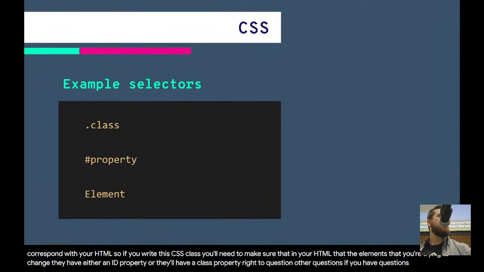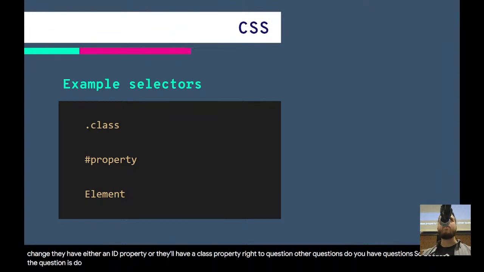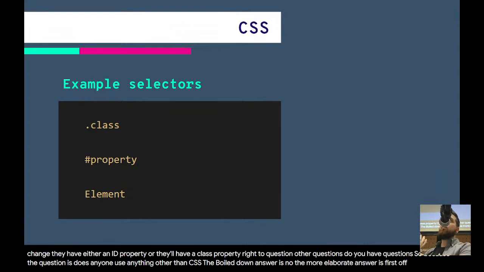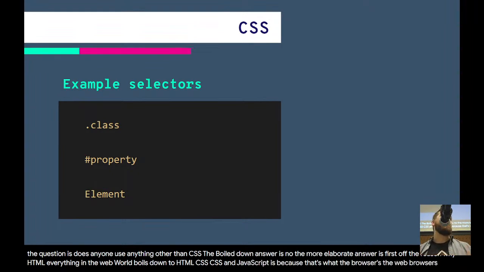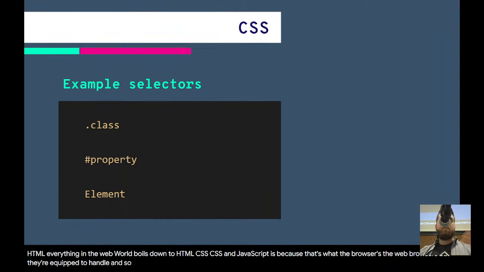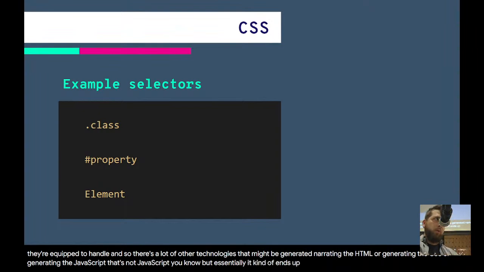Other questions? Do you have a question? I was just curious, what are other style sheets? Does anybody use anything other than CSS? So the question is, does anyone use anything other than CSS? The boiled down answer is no. The more elaborate answer is, first off, everything in the web world boils down to HTML, CSS, and JavaScript because that's what the web browsers are equipped to handle. And there's a lot of other technologies that might be generating the HTML or the CSS or the JavaScript, but essentially, it always ends up boiling down to those 3 elements.